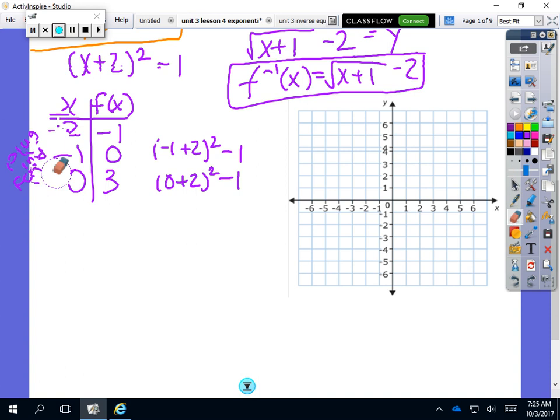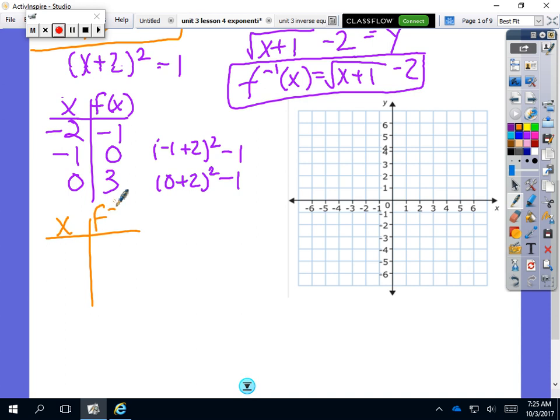I'm not sure what happened here, but let's just do this so that's not confusing. Okay, and then if we do the inverse, we just switch the columns. So we have -1, 0, 3 in the x column, -2, -1, 0 in the f inverse column.